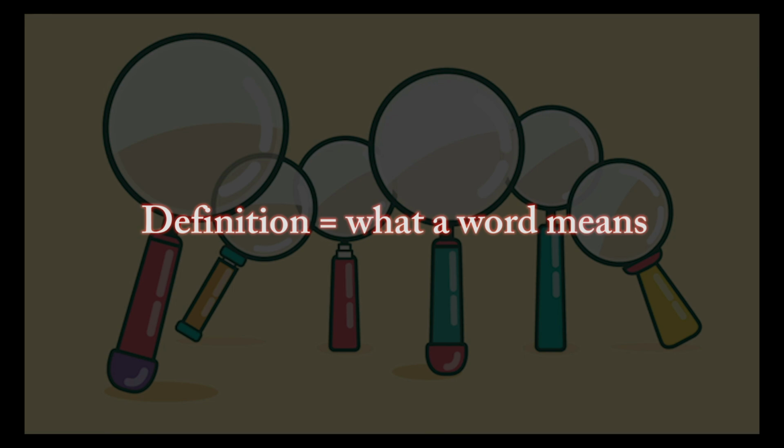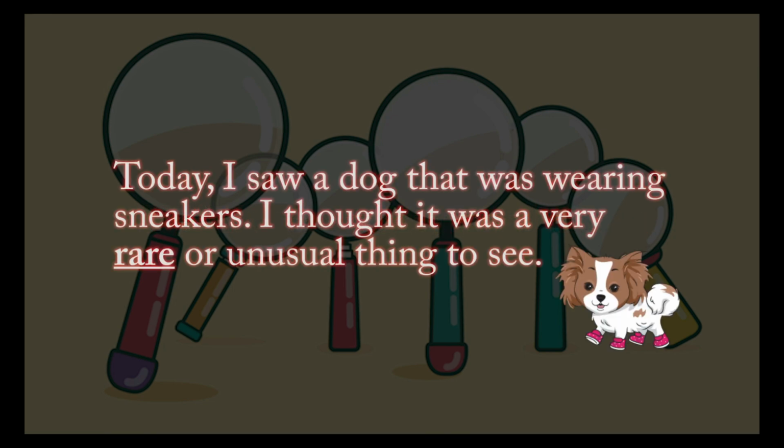Let's look at an example. Today I saw a dog that was wearing sneakers. I thought it was a very rare or unusual thing to see. In this sentence, the word rare is used, but right after the word, it gives you a direct example of what rare means. Rare in this sentence means uncommon or unusual. This is one way that you can solve unfamiliar words on your own.